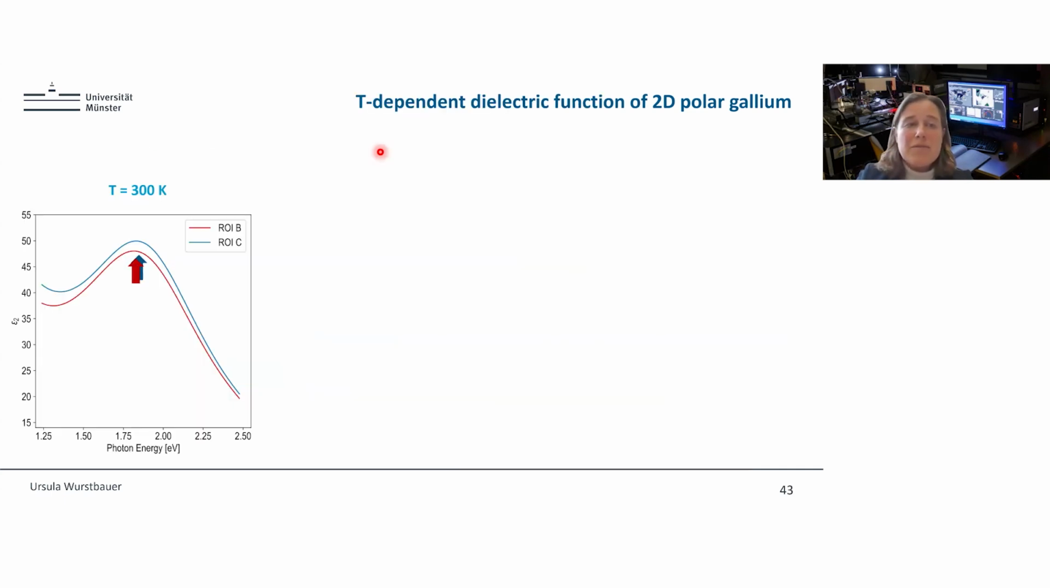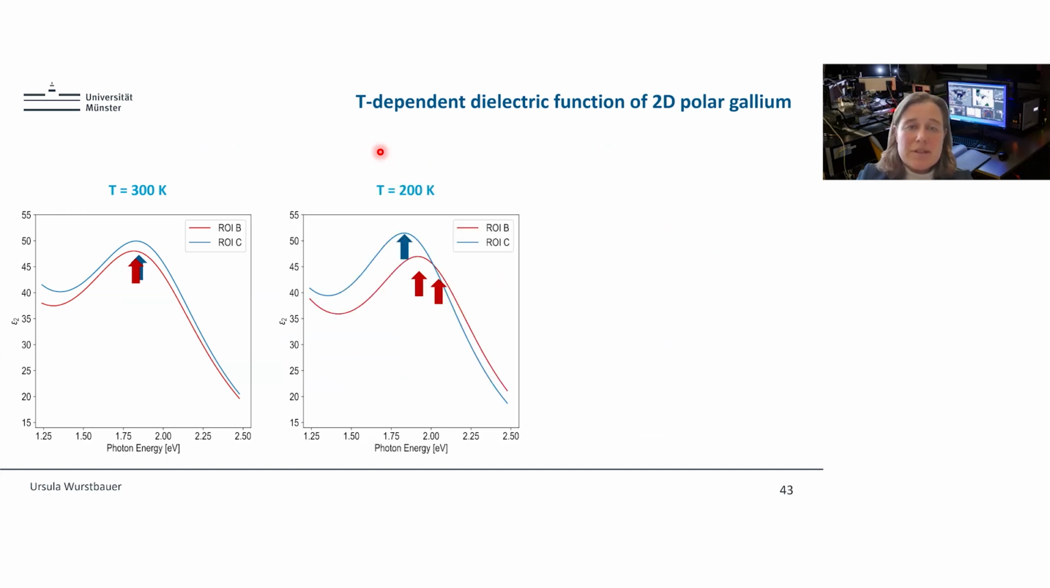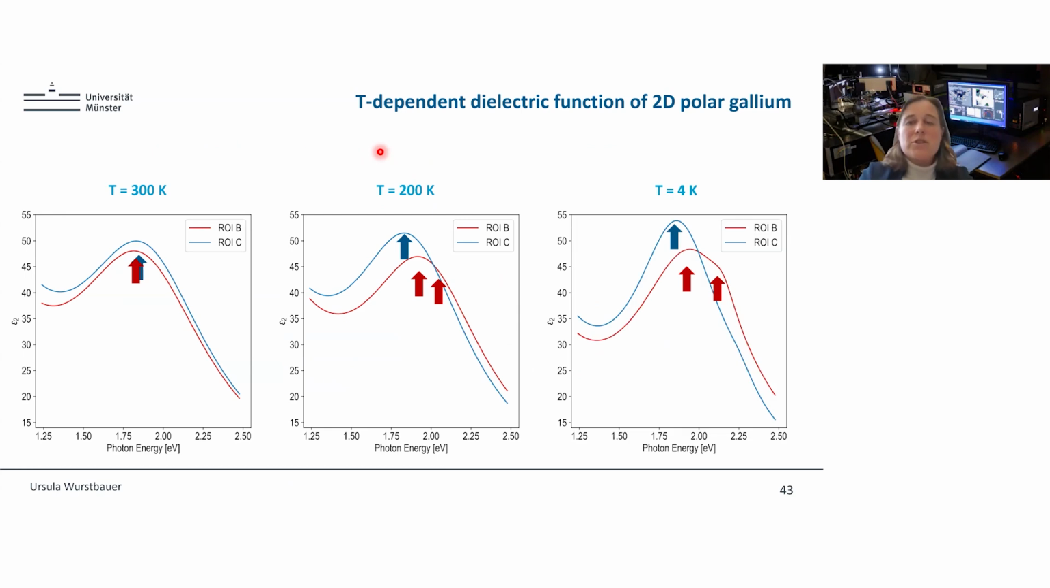Here at room temperature, we have just one peak for the different regions. If you cool down, the system starts to display the separation for the two regions, one lower energetic transition, one higher energetic transition. And if we cool down further, this is even more clearly visible.